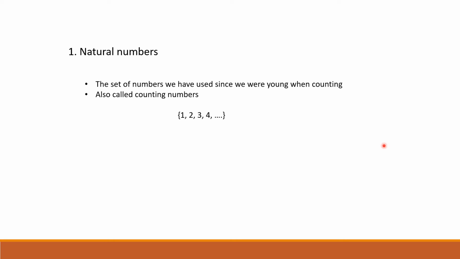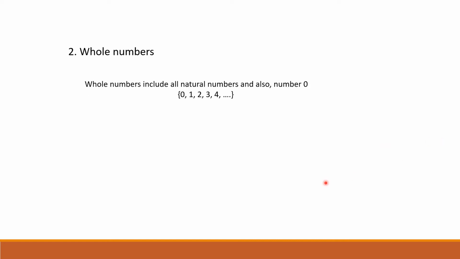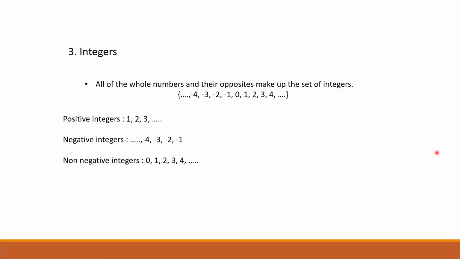First one is natural numbers. The set of numbers we have used since we were young when counting, also called counting numbers. For example, 1, 2, 3, 4, 5 and so on. Whole numbers. Whole numbers include all natural numbers and also number 0. For example, 0, 1, 2, 3, 4, 5 and so on.